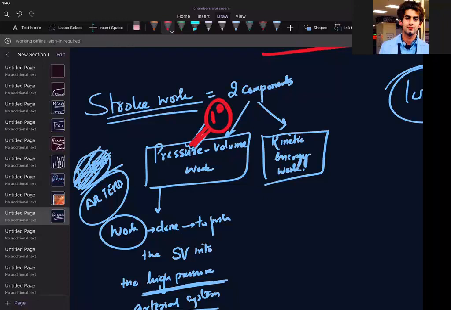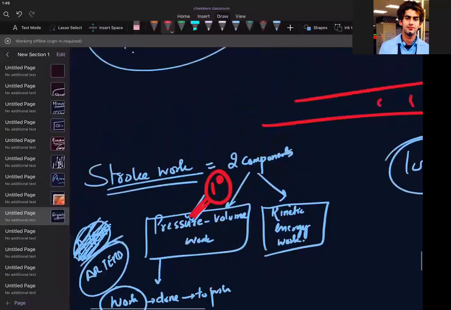What was stroke work? Again I ask, what was stroke work, guys? Stroke work was the amount of mechanical work which you were doing with each contraction. But what is forming the main component? It is this pressure volume work which will be doing that stroke work. Are we clear? It is the primary component, guys. What do you mean by primary component? It is the major component, the main component. Whereas if I take the kinetic work, it is a minor component. Kinetic energy work is a minor component.